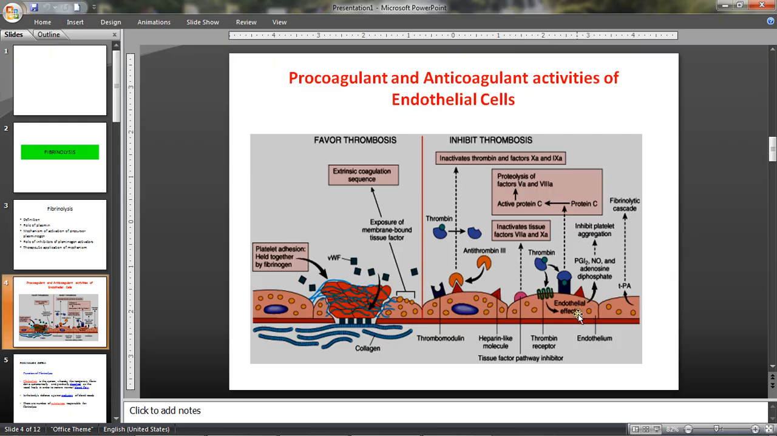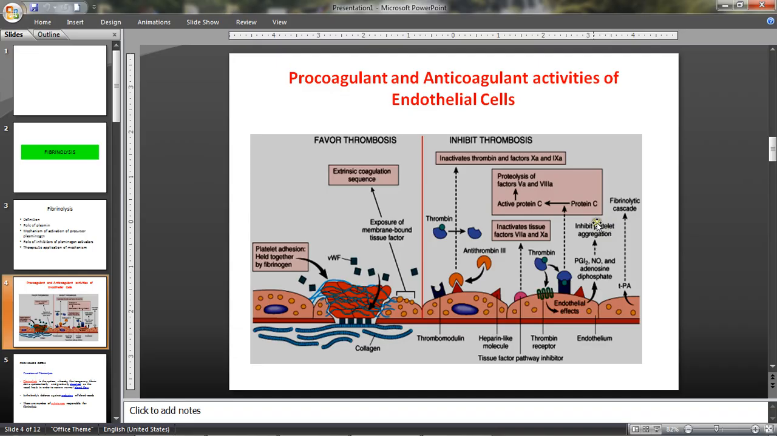Another process to inhibit the thrombosis is that you have to prevent the aggregation of the platelets. Now, if you see over here, these endothelial cells produce prostaglandins, nitric oxide and adenosine diphosphate. What they do is inhibit the platelet aggregation, and by inhibiting the platelet aggregation, they inhibit the formation of the thrombus.